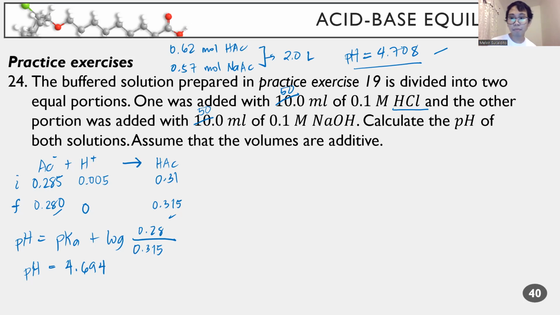Okay? Pero imagine, our solution here is just 0.31 molar acetic acid and 0.285 molar sodium acetate. So almost 0.3 molar lang din siya, which is just within the same level as yung concentration ng acid na inadd mo. Right?